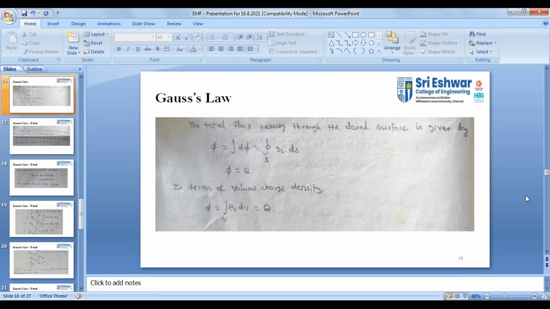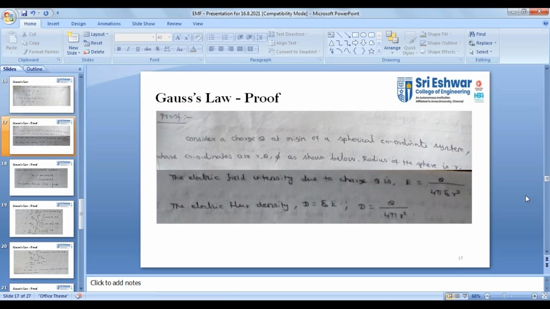In terms of volume charge density, if I want to express this Gauss law, it will become phi is equal to, see, in the top portion what we have written is in terms of surface, and now it is in terms of volume. So phi is equal to triple integration over volume of rho v dv. So rho v dv is nothing but Q. This is again charge. Now I will come to the proof.